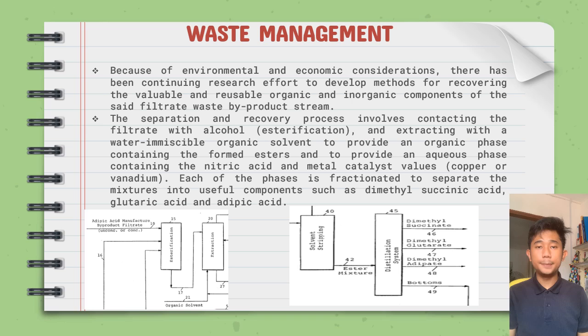Because of environmental and economic considerations, there has been a continuing research effort to develop methods for recovering the valuable and usable organic and inorganic components of the filtrate waste byproduct stream. The separation and recovery process usually involves contacting the filtrate with alcohol and extracting with water-immiscible organic components to provide an organic phase containing the formed esters and an aqueous phase containing the nitric acid and metal catalyst values. Each of these phases is fractionated to separate the mixture into much more useful components such as dimethyl succinate, dimethyl glutarate, and dimethyl adipate.